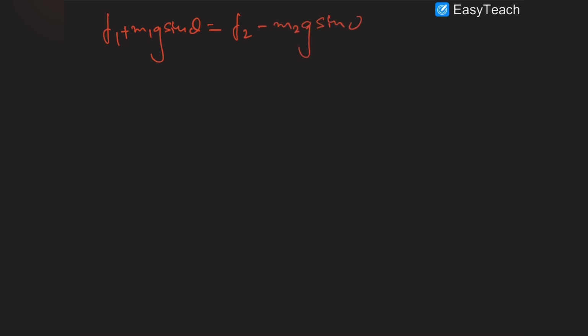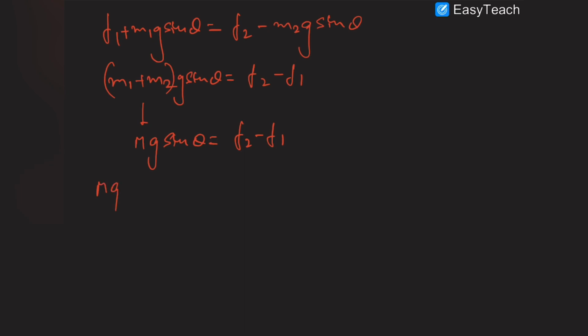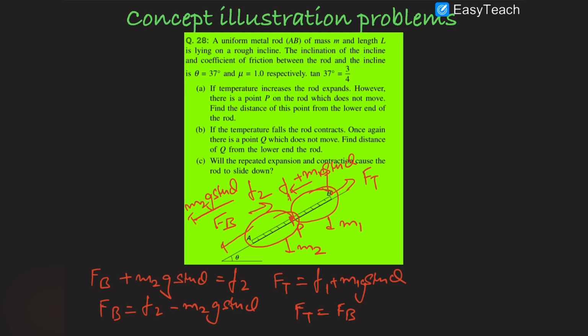Okay, and m1g plus m2g, or we can say (m1 plus m2)g sine theta is equal to F2 minus F1. So this is m, so mg sine theta is equal to F2 minus F1. Now mg sine theta is equal to F2 minus F1, where F2 is the friction acting on the lower part.